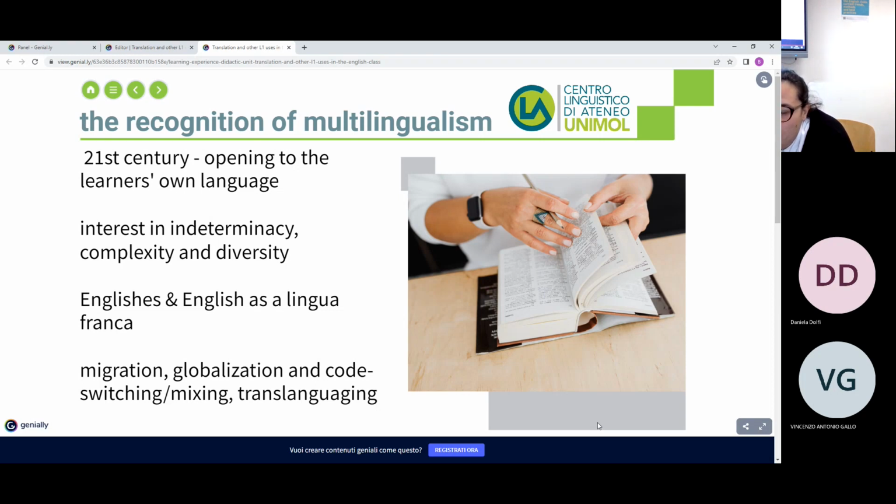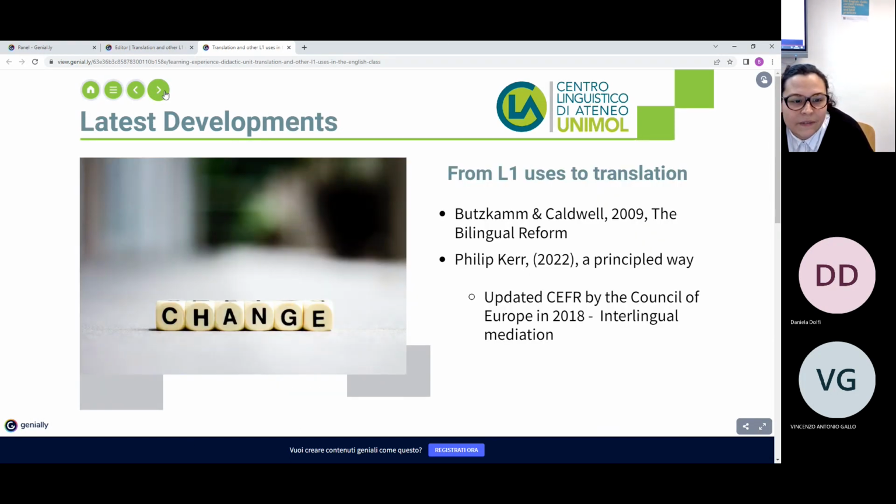And of course it has political implications as well, but we don't want to talk about this here. We want to consider this in the light of what happens. So from L1 uses, translanguaging, bilingualism, multilingualism, to translation.